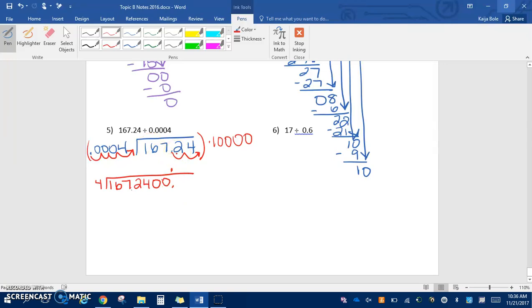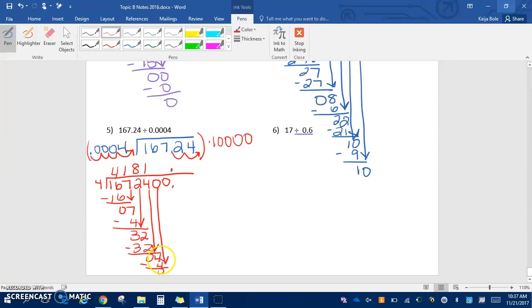So now I just go through as I normally would. I know that 4 whole groups of 4 go into 16. I subtract 16, I get 0. I bring down the 7. 1 group of 4 goes into 7. I subtract 4, I'm left with 3. I bring down my 2. 8 whole groups of 4 go into 32, so I subtract 32 and I get 0. Bring down the 4. 1 group of 4 goes into 4, so I subtract 4 and I'm left with 0.